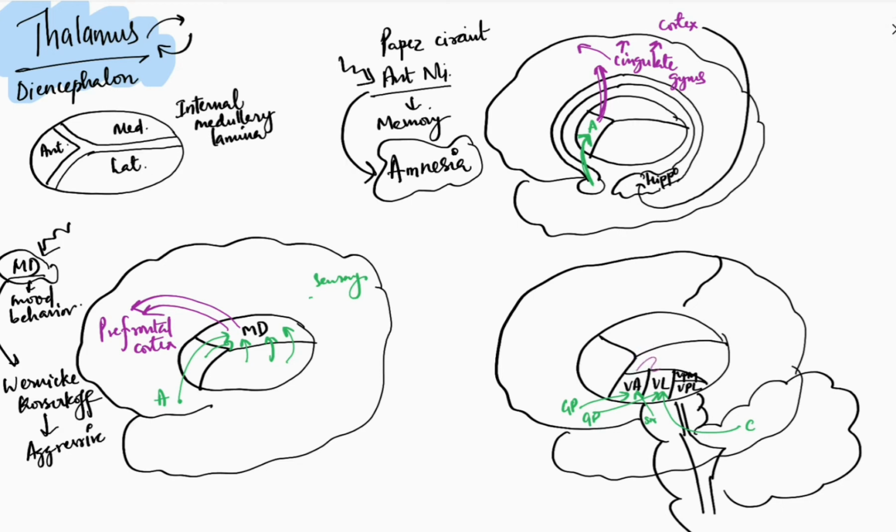To be more specific, the ventroanterior projects to the premotor cortex. The ventrolateral projects to the motor cortex. And hence, the ventroanterior and ventrolateral groups influence motor activity. These are again a potential site or target for treating tremors.